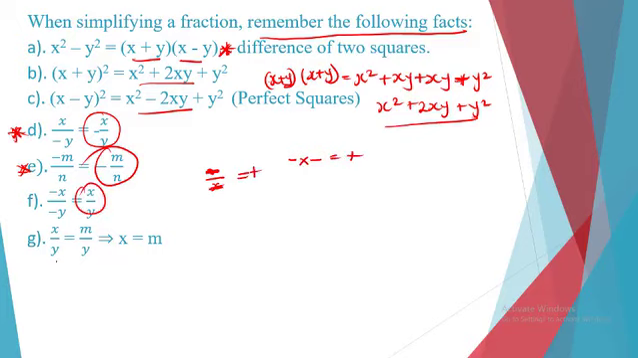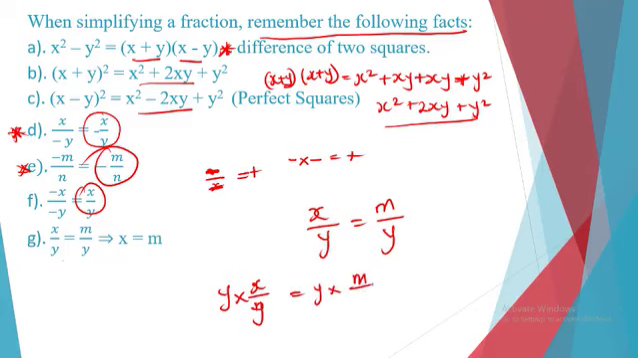Then we'll have x over y equal to m over y. The answer is x being equal to m. How did we achieve that? Let's multiply through by y. If we multiply through by y, we have y times x over y equal to y times m over y. Then this will eliminate this and this will eliminate this, therefore making x the subject of formula, x is equal to m. So these are some of the things you need to bear in mind while simplifying fractions.